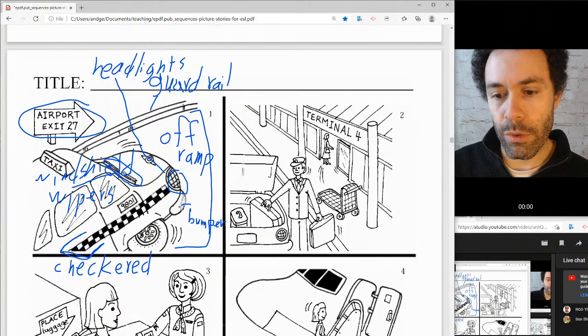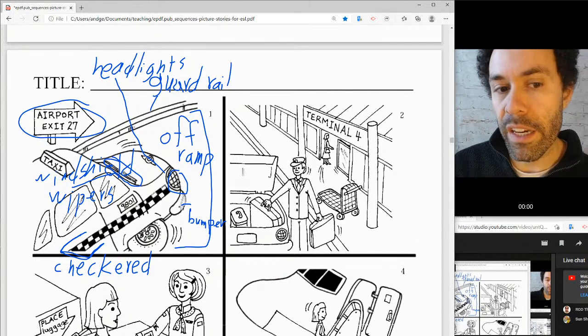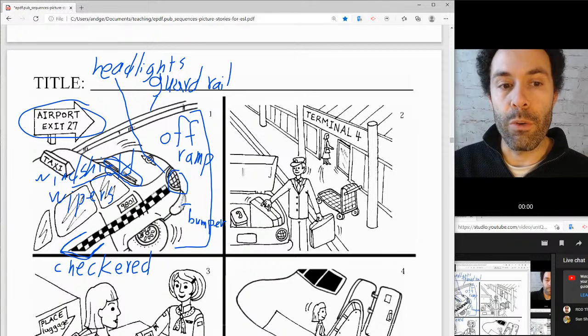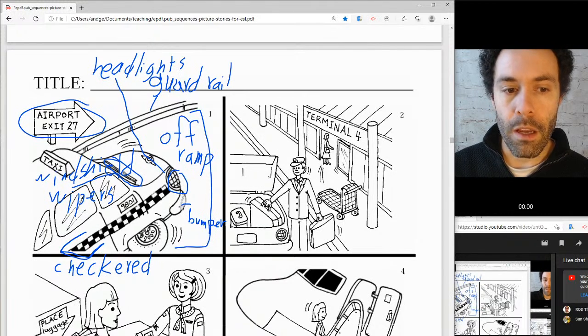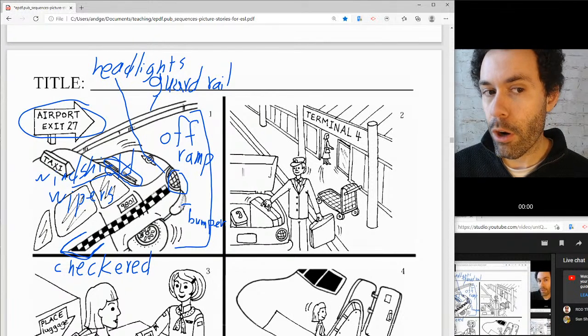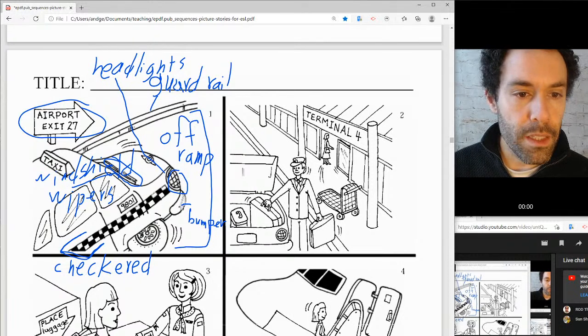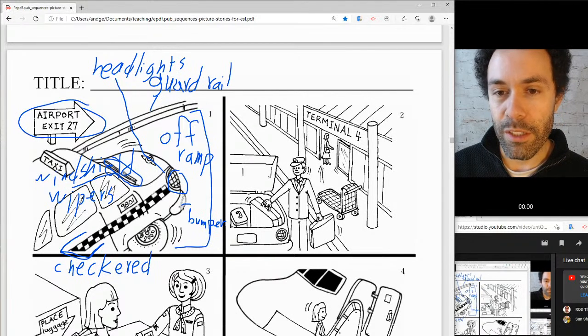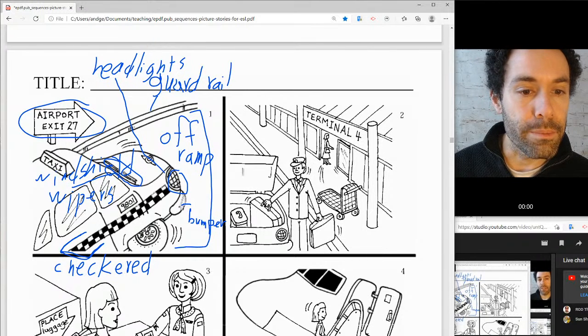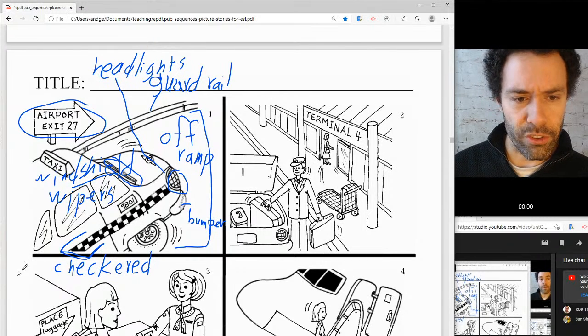Okay, so just to review everything that we've done so far. You have headlights at the front of your car. You have the windshield wipers that wipe the rain off. You have the bumper. You have that checkered pattern. You have the guardrail. You have the off-ramp. And other things. And of course, if you guys are watching, let me know if there's things that you have questions about in this first picture or the other pictures. Other things too, so you have your tire.